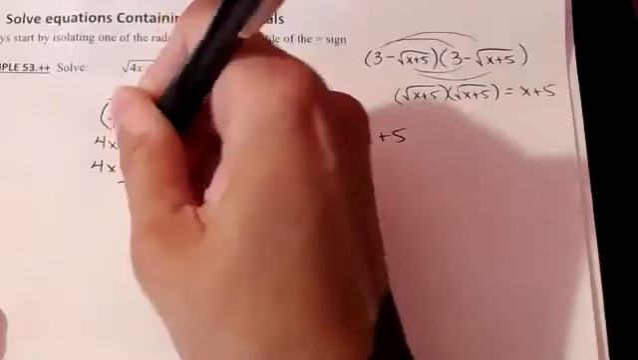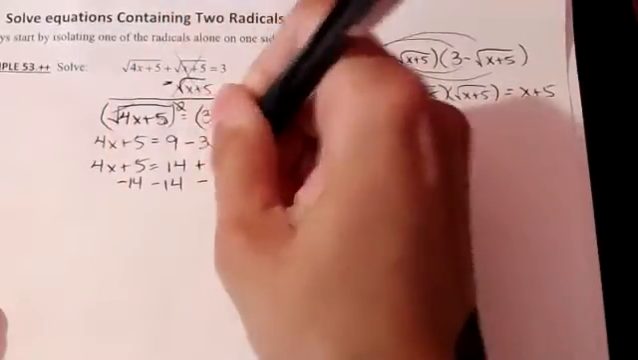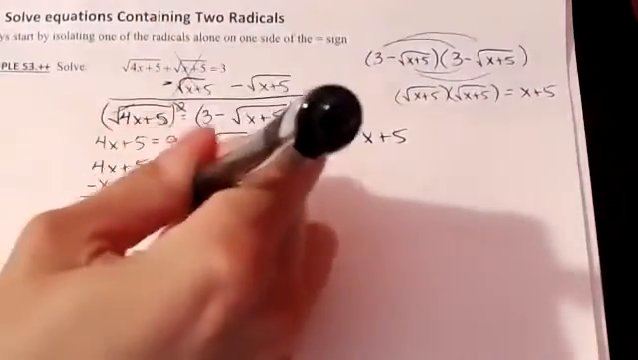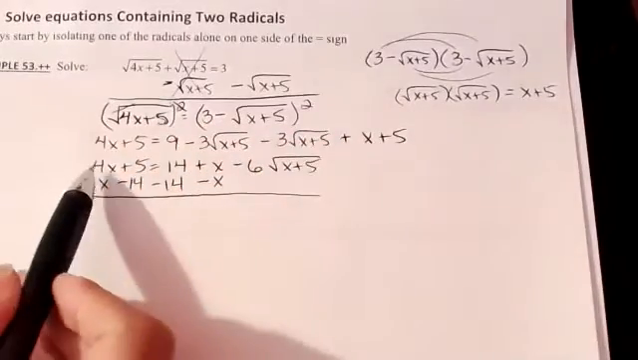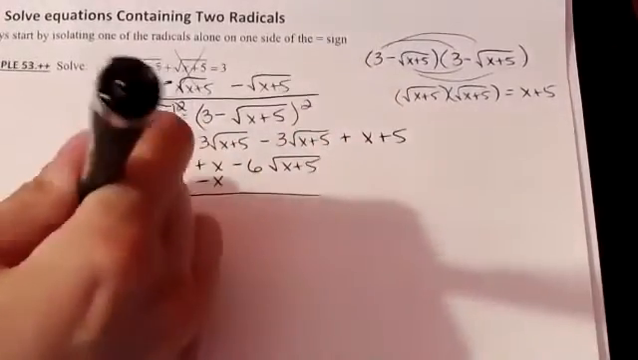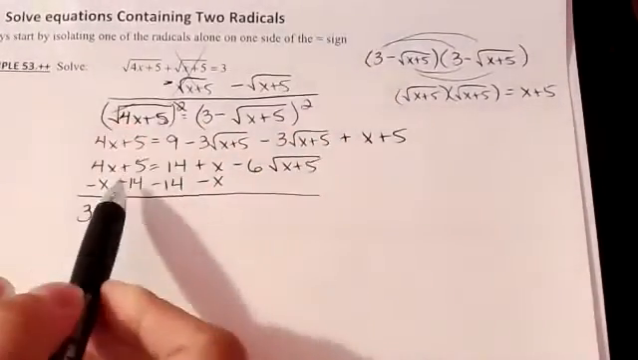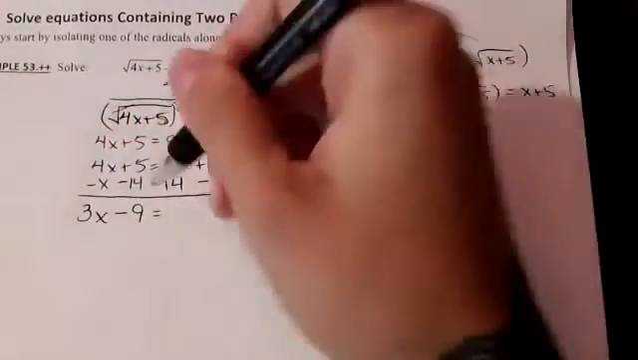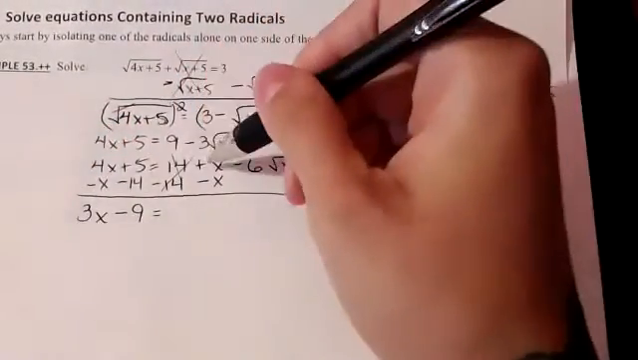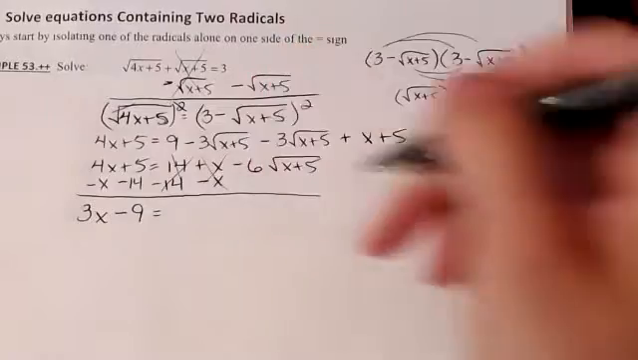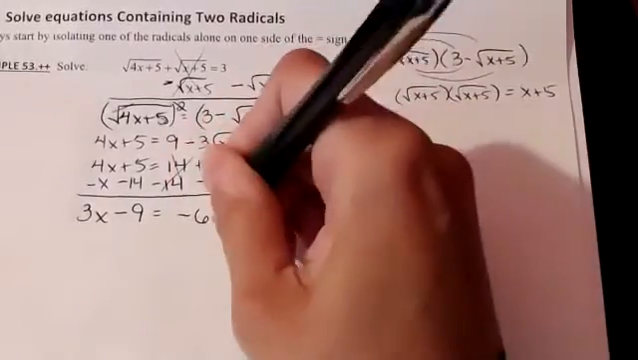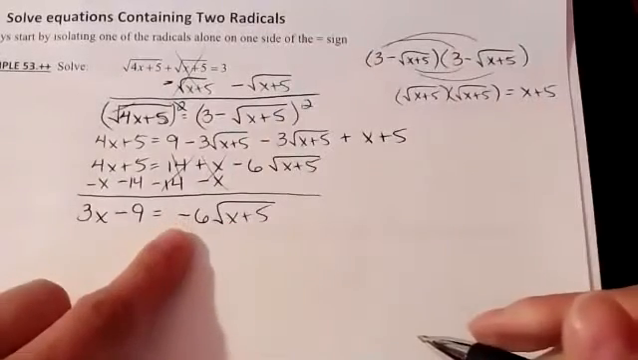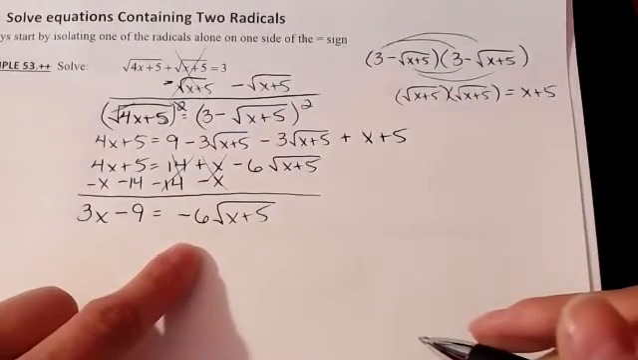To do that, I'm going to subtract 14. I'm going to subtract that x. And that's going to leave me with 4x take away x is 3x. 5 take away 14 is negative 9. Notice this cancels out because they're opposites. These cancel out because they're opposites. And then you have negative 6 square roots of x plus 5. This is one term. Okay, this is not a binomial anymore.